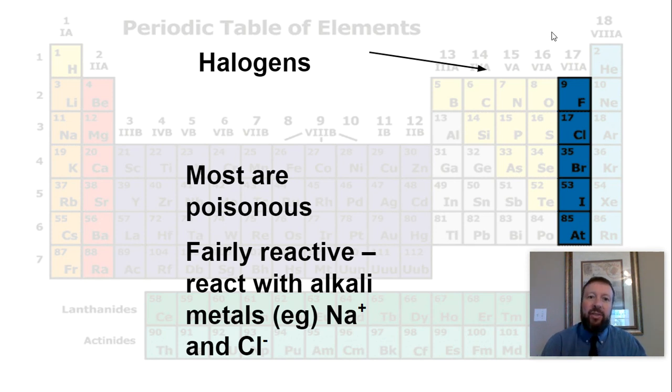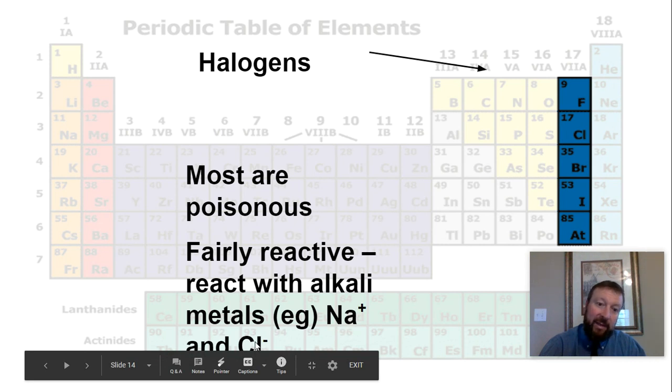Now, the column 7A, we do give a name. Those are called the halogens. Very poisonous, very reactive, just like the group 1A metals. In fact, a lot of times they end up bonding with each other, such as sodium chloride, which is salt. These halogens basically mean salt forming, and a salt is a metal bonded with a nonmetal. So Na is a metal, chlorine is a nonmetal, and we call that a salt.